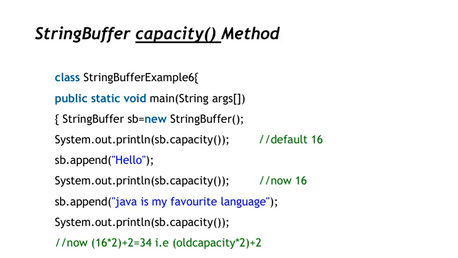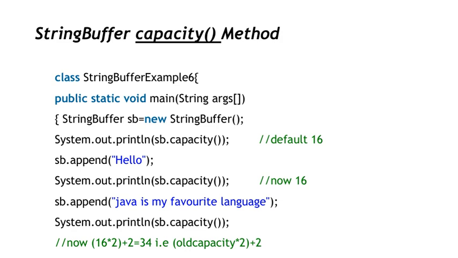Then we append a longer string, Java is my favorite language. Now the total length exceeds the current capacity. As a result, Java automatically increases the buffer size. The new capacity is calculated using the formula old capacity times 2 plus 2. So in this case, it becomes 16 times 2, which is 32 plus 2, making it 34.